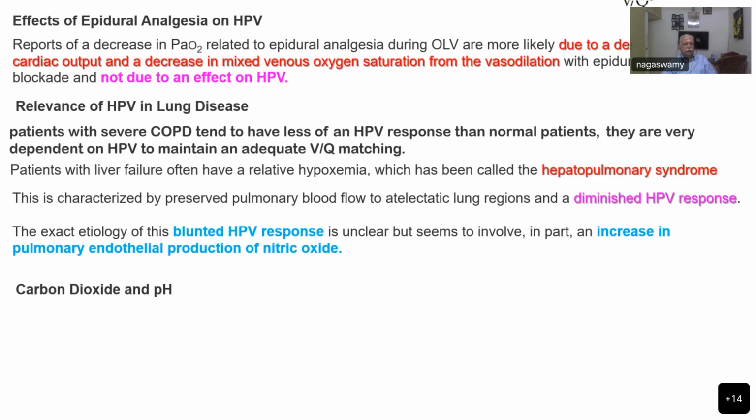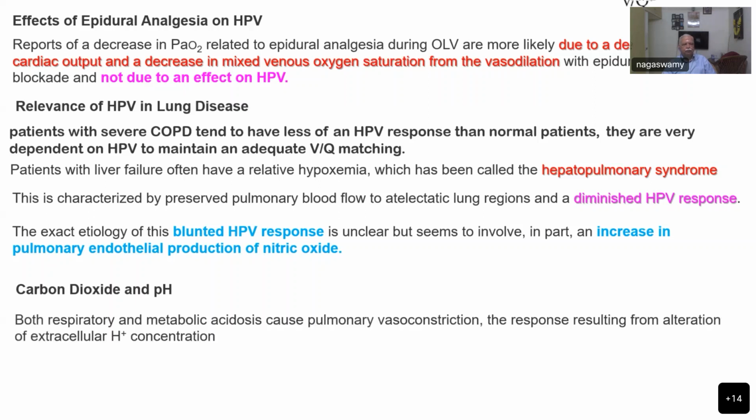Carbon dioxide and pH: both respiratory and metabolic acidosis cause pulmonary vasoconstriction, and the response results from alteration of extracellular hydrogen ion concentration. So hypercapnia and acidosis have an inconsistent effect on HPV. So when you hyperventilate or hypoventilate, there is an inconsistent effect.